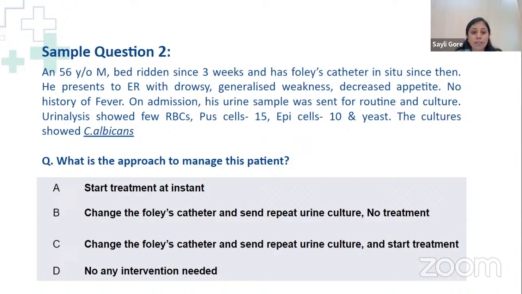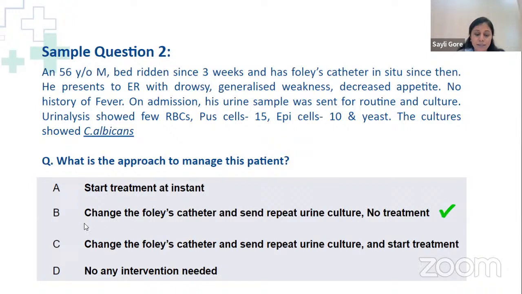Urinalysis showed few RBCs, 15 pus cells, 10 epithelial cells, and yeast. And the urine culture came back positive for Candida albicans. So what is the basic approach to manage this patient? You can think, but I will still tell you the answer.